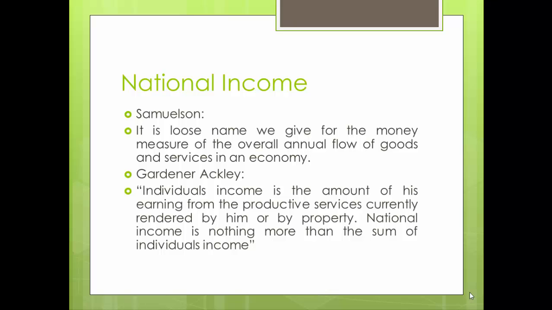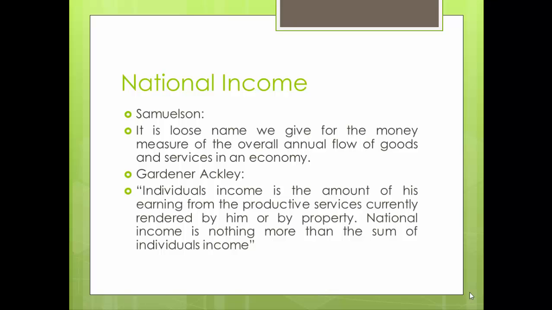According to the second definition, Gardner defined it as: individual income is the amount of his earning from the productive services currently rendered by him or by his property. National income is nothing more than the sum of individual incomes. According to this definition, individual income depends upon two things. The one is productive services of the individual. The other one is productive services of the property.